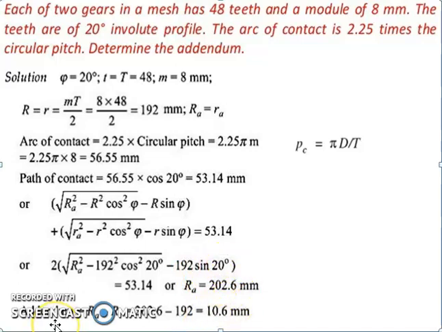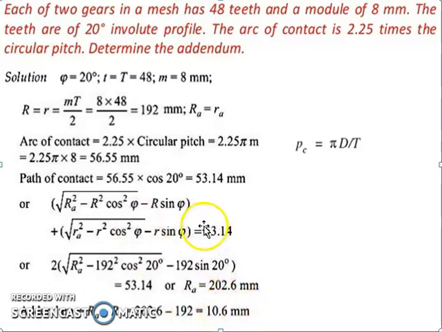So we know that addendum is equal to R minus RA. Now I want to calculate, because he asked to determine the addendum. So addendum is equal to RA minus R, that is 202.6 minus 192, which is equal to 10.6 mm. So addendum is equal to 10.6 module.